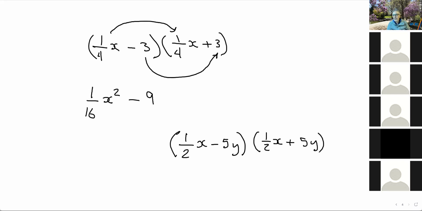Good. So remember this shortcut. It really helps you a great deal if you're writing tests and stuff. And when you see something like this, you say, you know what? Because if you're gonna FOIL this, the long way is gonna be 1/16 x squared, 1/4 x times 3. What's 1/4 times 3, guys? 1/4 times 3.